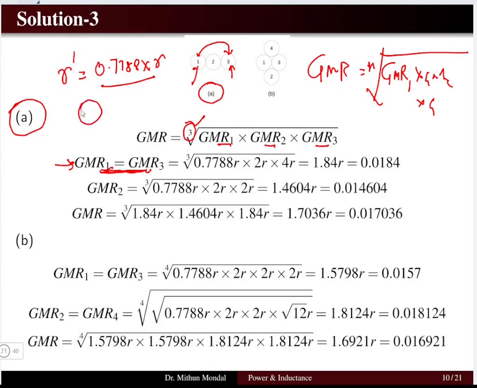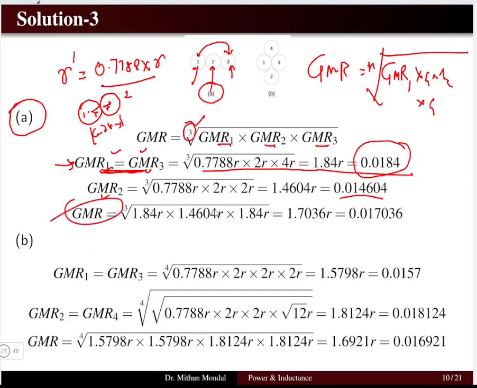What is the distance between the two conductors? If I take this one as 1 and this one as 2, this distance is r and this distance is r. So the net distance is 2r between 1 and 2. We have to calculate the GMR of 1 and 3 separately. We will be getting the GMR of 1 and 3 as 0.0184. Then we can calculate the GMR of the second conductor, which is equal to 0.014604, and then the net GMR of all the 3 conductors, with the formula of the cubic root of the product of GMR 1, 2 and 3. We are getting 0.017036 as the net GMR of the 3 conductors. This is in accordance with configuration 1.